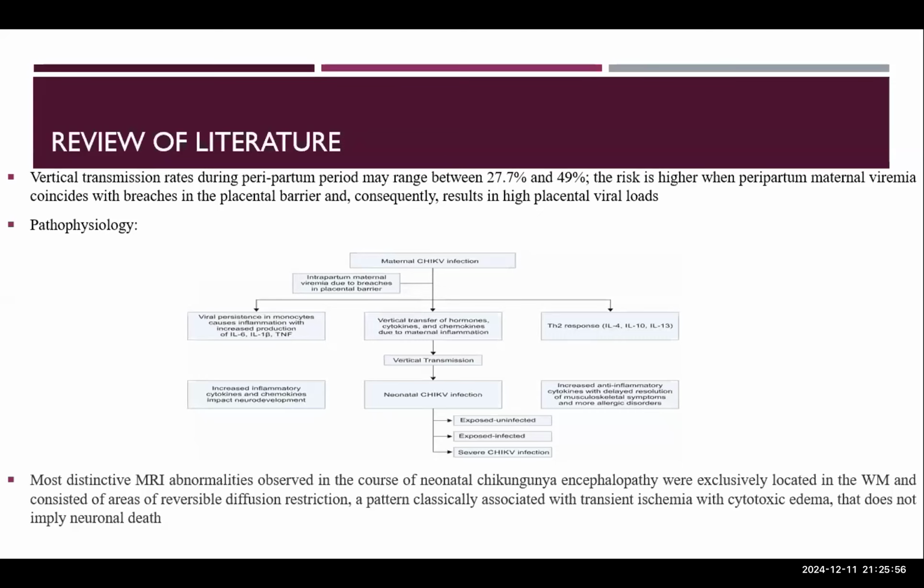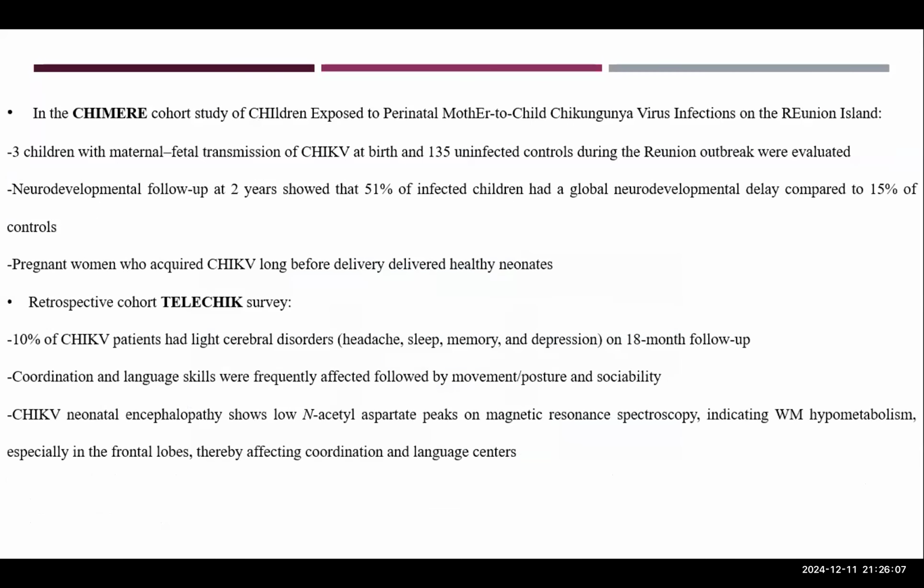In the literature, the most distinctive MRI abnormalities mentioned are in the white matter areas with reversible diffusion restriction, which is suggestive of transient ischemia with cytotoxic edema. There are two cohorts that have been published recently: one is the CHIMERA cohort study, and one is the TeleChick survey. These followed up the kids till 2 years of age and assessed their neurodevelopmental outcomes, and they noted that around 50% of them have global neurodevelopmental delay in the CHIMERA study.